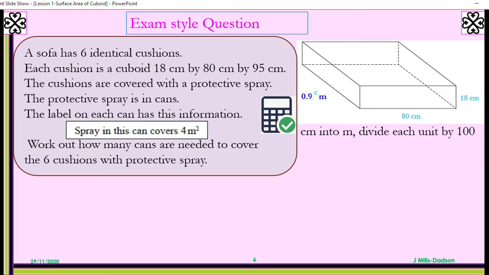So 95 cm gives me 0.95 meters. 80 cm gives me 0.8 or 0.80 meters. And 18 cm will give me 0.18 meters. Okay, so the first thing is to work out the surface area of one of the cushions. You can see there are 2 sides with the same dimension. I call it A and A, like we said. So I can work out the area of A and double it.